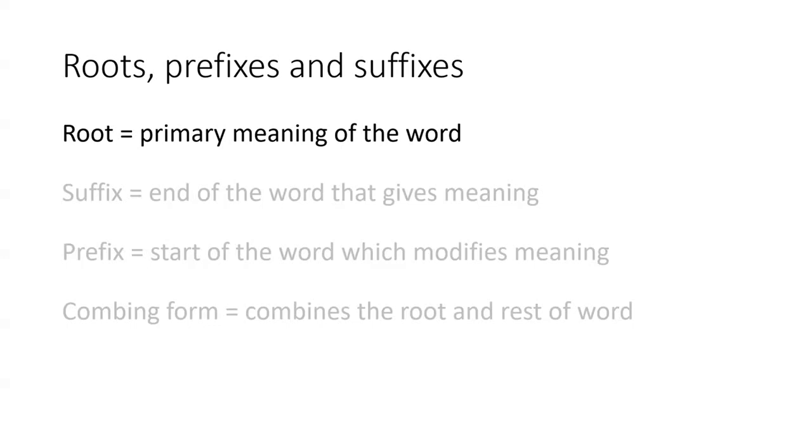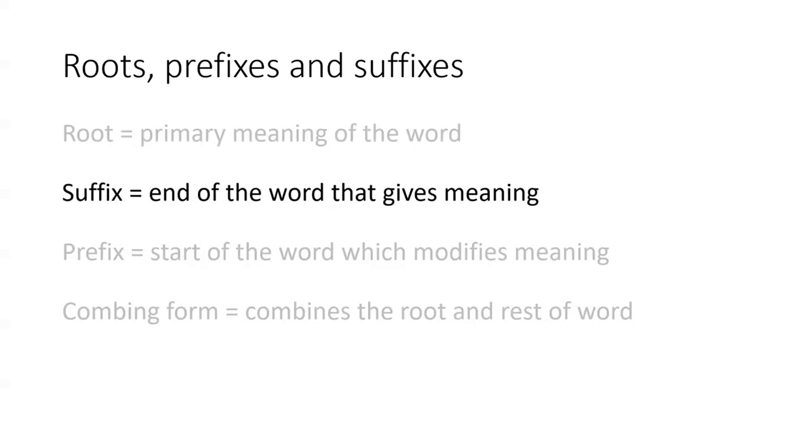So beginning with the root of a word, and the root is the primary meaning of that word. For example, the root cardia refers to the heart, so you know that any time you hear or see a word with cardia in it, it's referring to something to do with the heart. So cardiac refers to the heart, a cardiogram records the muscular activity of the heart, and a cardiologist is a specialist in the study of the heart.